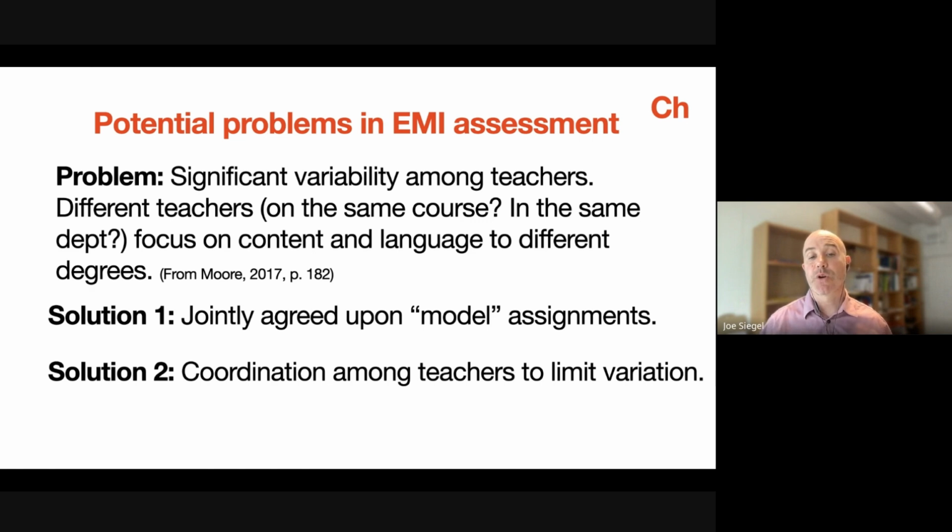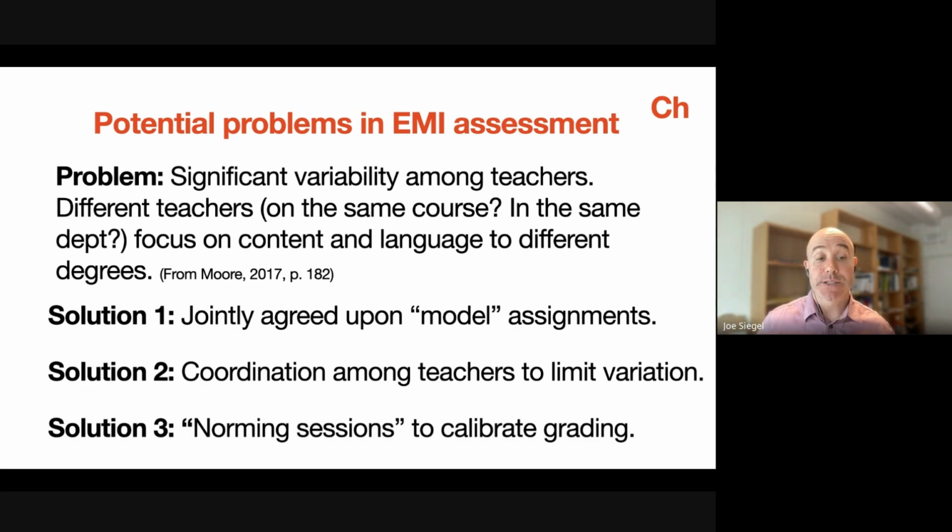We could have some coordination among teachers to limit variation, to make sure we have the same expectations. And one easy way to do that is to have norming sessions to calibrate grading. So we take some essays, maybe 2 or 3 essays. We each grade them separately, and then we come together and discuss what grades we assigned and why, and try to come to some kind of consensus so that we keep some consistency when it comes to EMI grading.